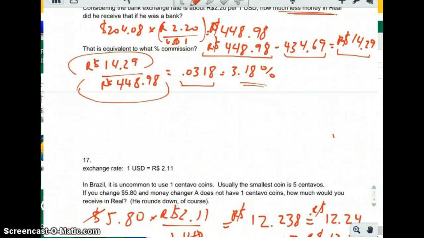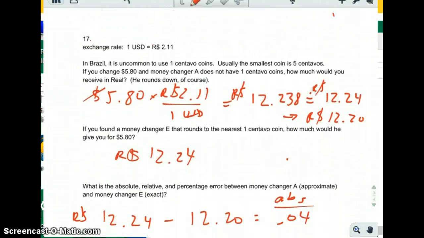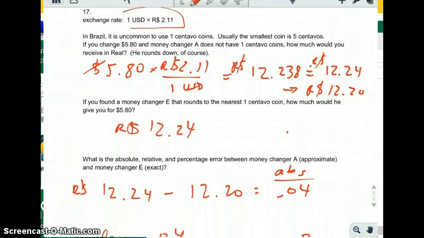Okay. Last problem. If we're going to use this exchange rate, that $1 is equal to 2.11 reais. This problem says in Brazil it is uncommon to use 1 centavo coins. Usually the smallest coin is 5 centavos. If you change $5.80 and money changer A does not have 1 centavo coins, how much would you receive in reais? He rounds down, of course.